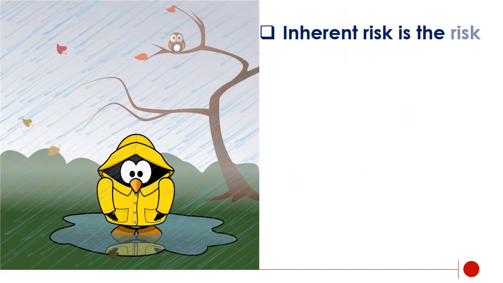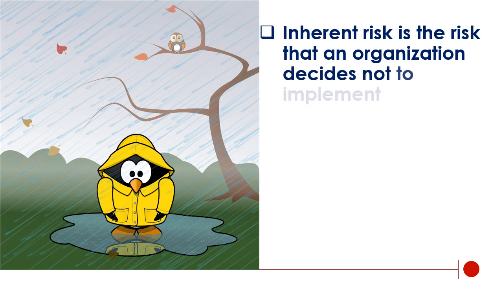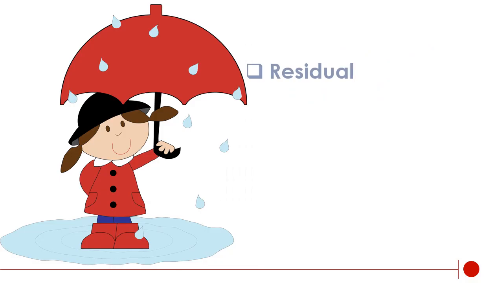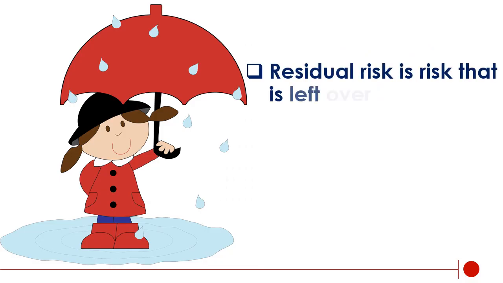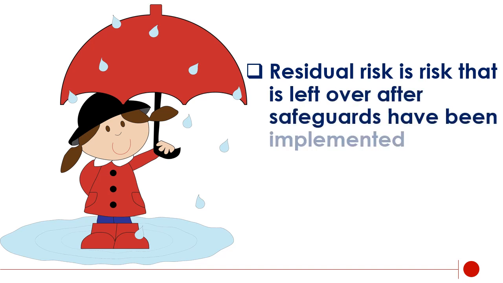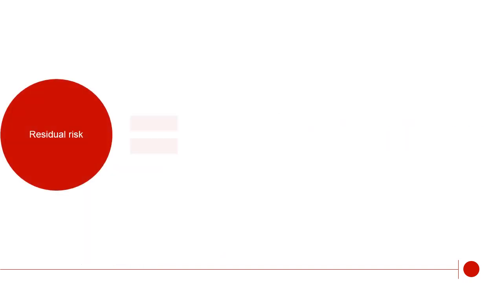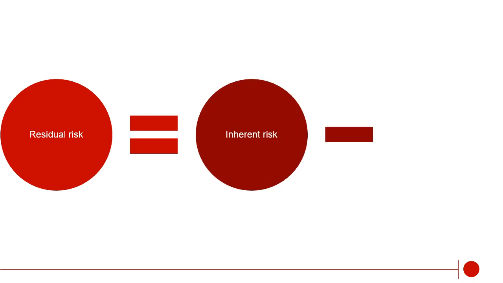Inherent risk is the risk when an organization decides not to implement any safeguards. Residual risk is risk that is left over after safeguards have been implemented. Residual risk equals inherent risk minus countermeasures.